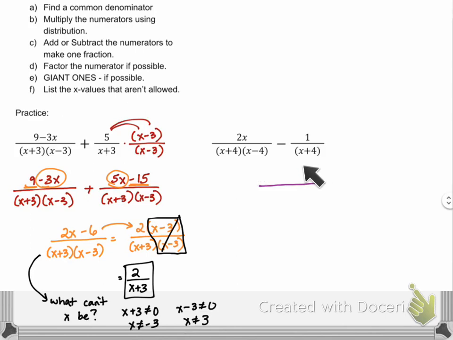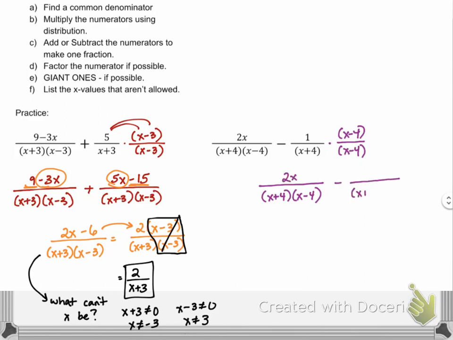The second one has an x plus 4, but it's missing that x minus 4. Okay, so next thing you're going to figure out is, what do you have to multiply that second fraction by in order to have it match that common denominator? It has one piece, but it's missing one piece. What's it missing that you're going to have to multiply by? Okay, and you are going to have to multiply that one by x minus 4 over x minus 4. However, go ahead and write out your 2 fractions.